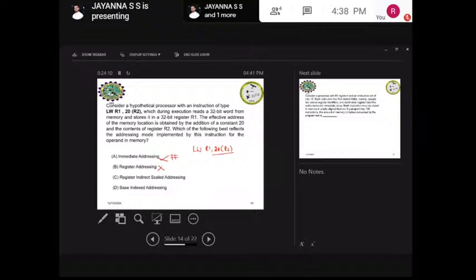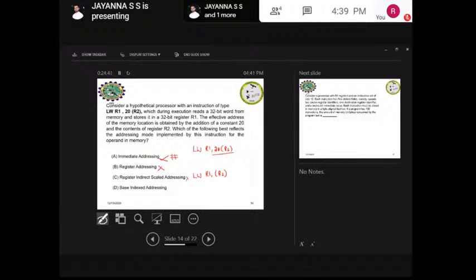The next one is the register indirect scaled addressing mode. In register indirect scaled addressing mode, you only use the registers indirectly. For example, this can be written as LW R1, then within parentheses R2. Then we can say that it is register indirect addressing, because the R2 register is indirectly used to hold the address of the data. So the third option also is not correct.